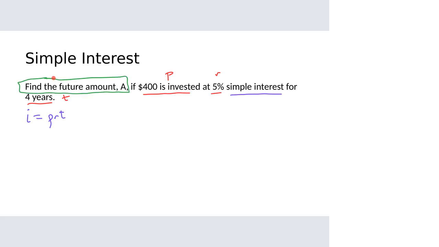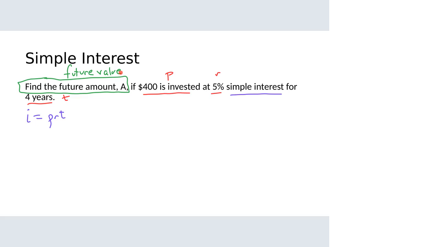Instead, this question says, find the future amount A. So that's a new component to our whole study here that we haven't seen yet. What that refers to is A, the future amount. This can also be called future value. So the future amount or future value of this investment is what it's going to be worth at the end. It's not how much interest you earned, it's how much this investment is worth when all is said and done.